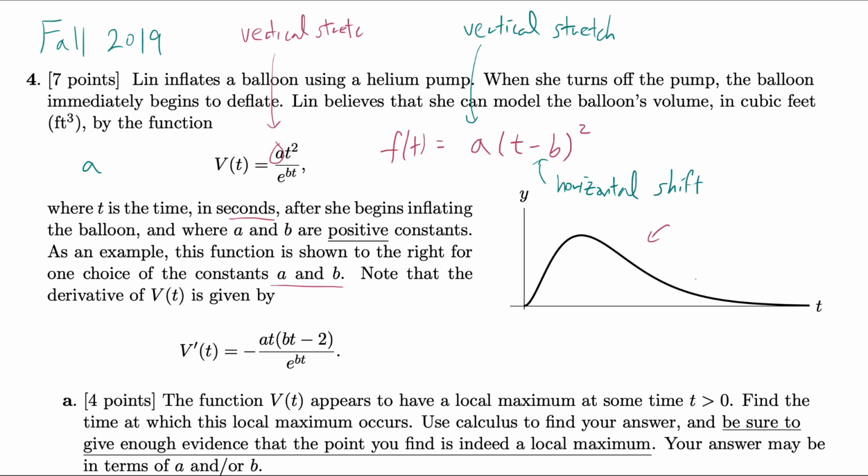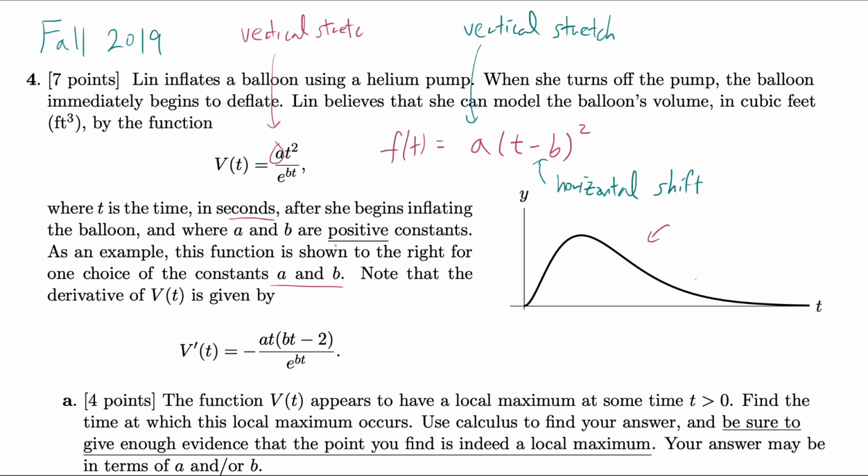You probably don't want a to be negative either, because when a is negative, t squared is always positive, and e to something, even e to a negative power, is also positive. So this part is always positive. So if a was negative, then this entire thing would be negative. But volume being negative doesn't make any sense. So you don't want a being less than 0 either.